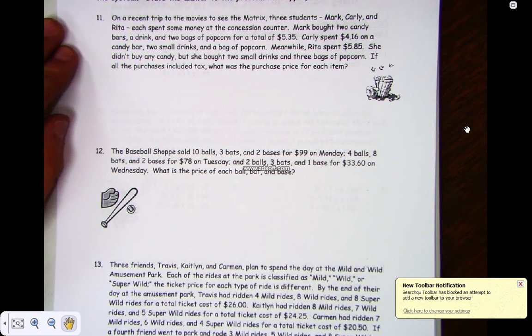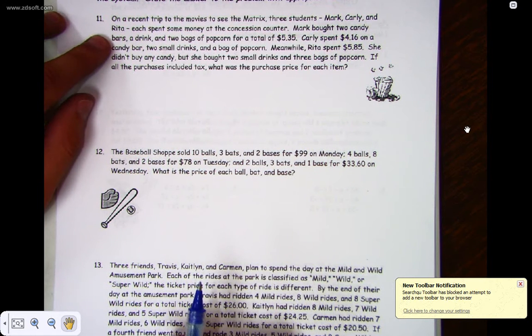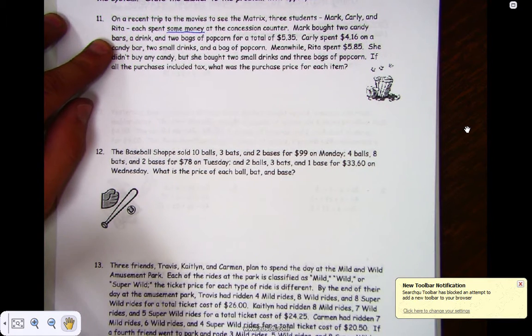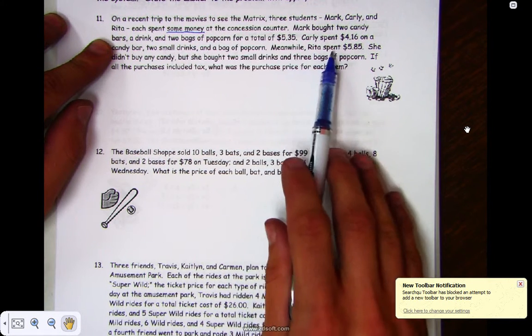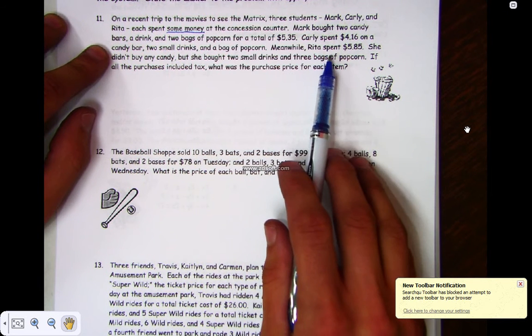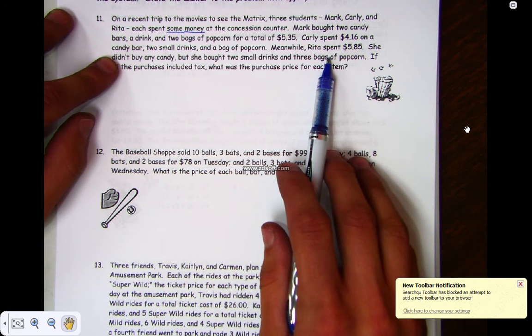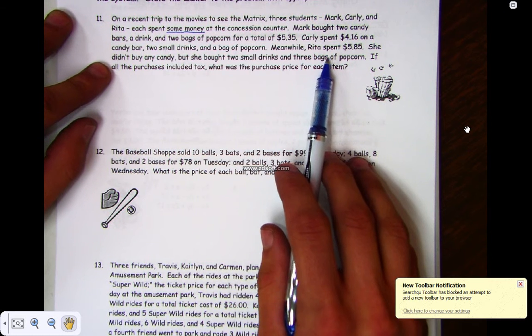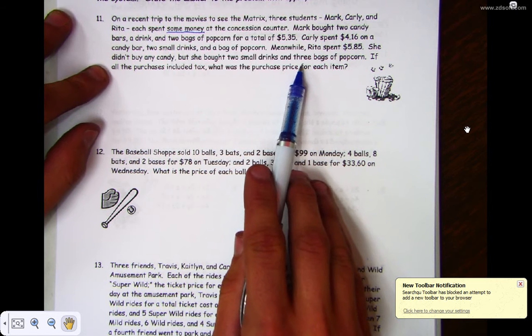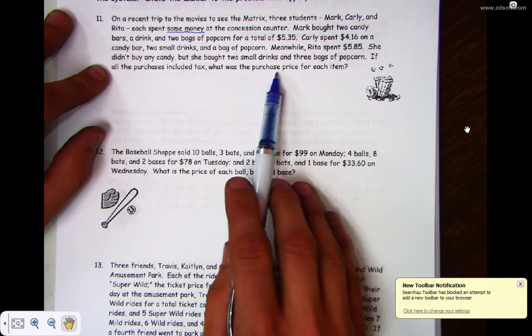So starting off, it says, on a recent trip to the movies to see The Matrix, 3 students, Mark, Carly, and Rita, each spent some money at the concession counter. Okay, so even with that being said, some money, you can kind of get suspicious of what we're going to be looking for. All right. Mark bought 2 candy bars, a drink, and 2 bags of popcorn for a total of $5.35. Carly spent $4.16 on a candy bar, 2 small drinks, and a bag of popcorn. Meanwhile, Rita spent $5.85. She didn't buy any candy, but she bought 2 small drinks and 3 bags of popcorn. If all the purchases included tax, what was the purchase price for each item?